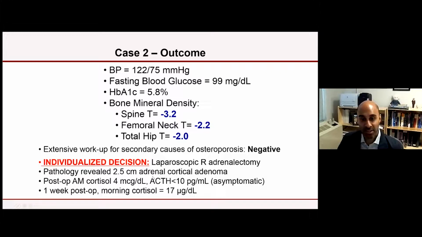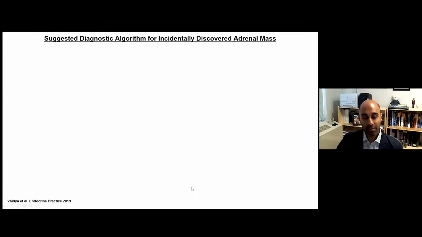And once this tumor was taken out, it was indeed an adenoma. Her post-op cortisol was 4 with a suppressed ACTH. In other words, the contralateral gland and the hypothalamic axis was suppressed. That's actually reassuring. It means that you did take out a source of autonomous hypercortisolism, and the HPA axis recovered the next week. Okay. So I'm going to put together all of this into a diagnostic algorithm that outlines what you should do when you see an adrenal mass.